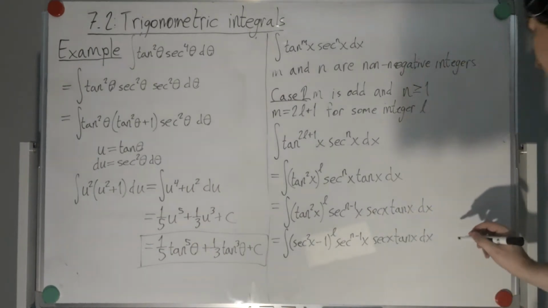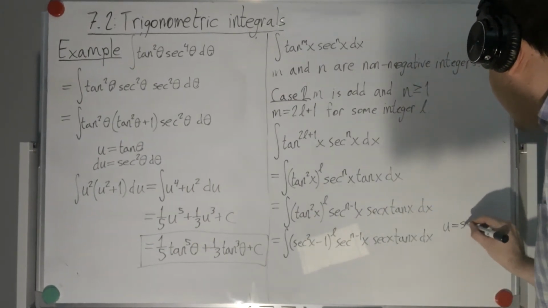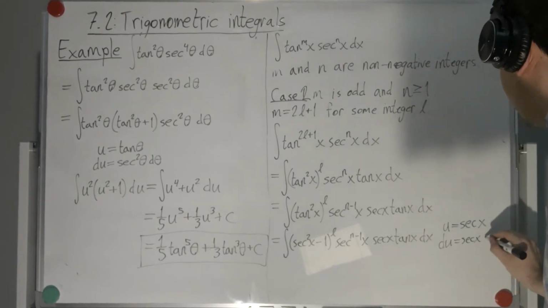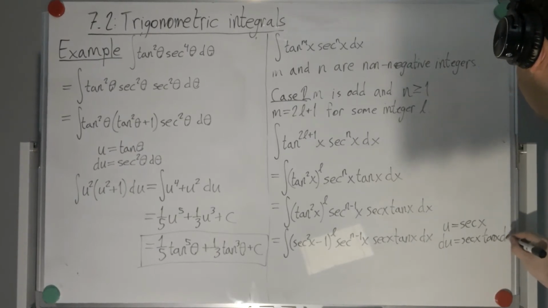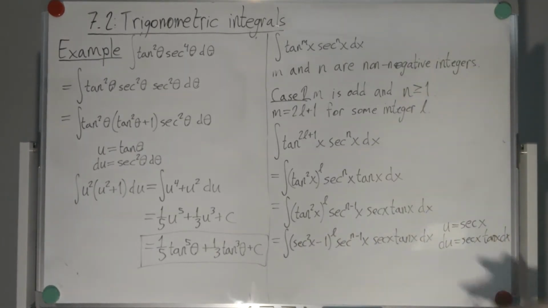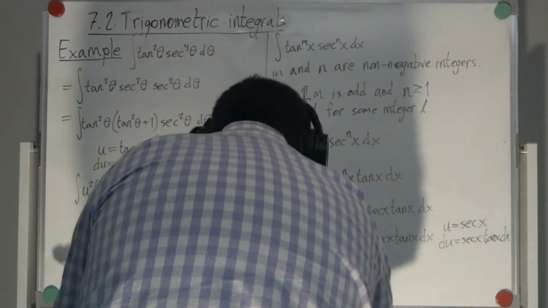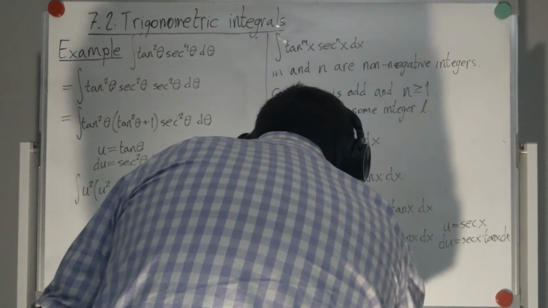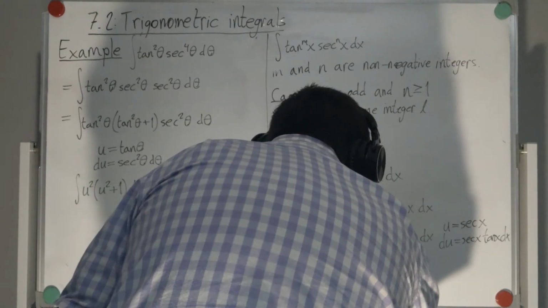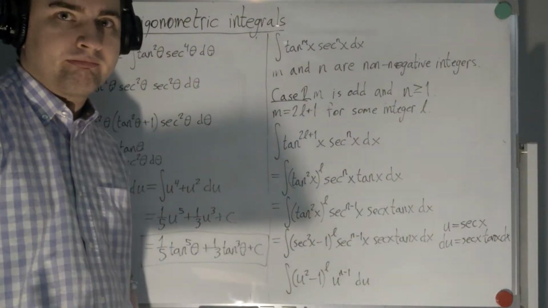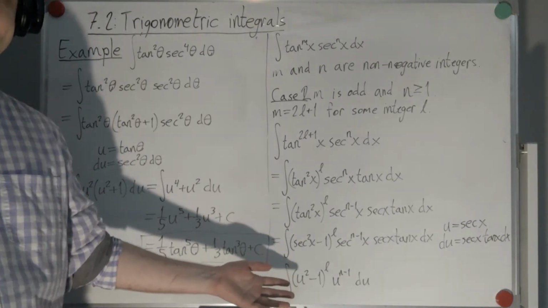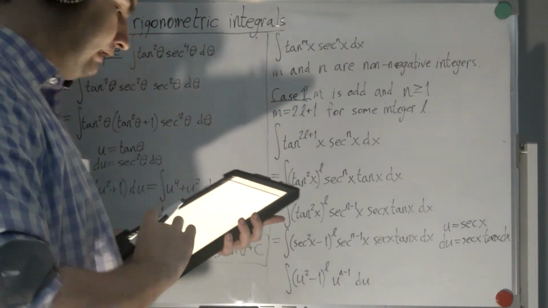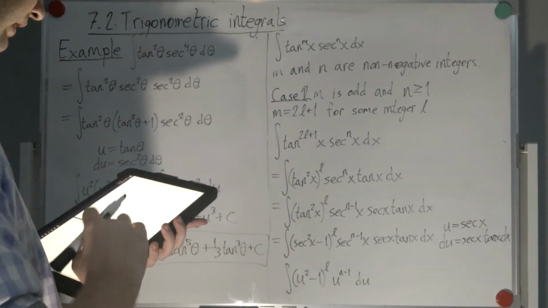So now, as I said, u substitution works here. We can say u equals secant x and du equals secant x tangent x dx. In that case, what we're looking at here will become the integral of (u squared minus 1) raised to the L times u to the n minus 1 du. And that, once again, is a polynomial, which you can handle. So let's do an example of that.